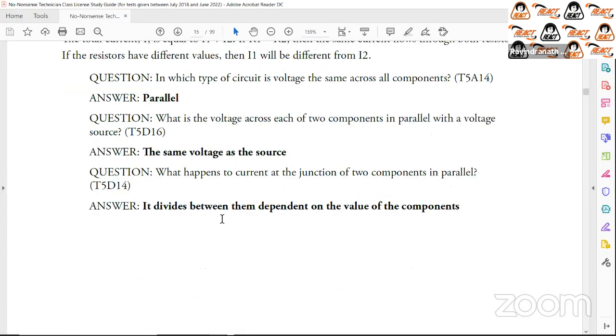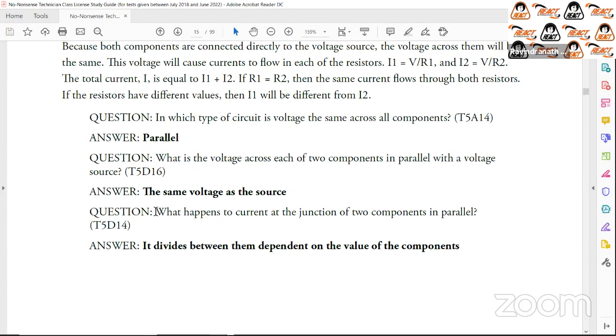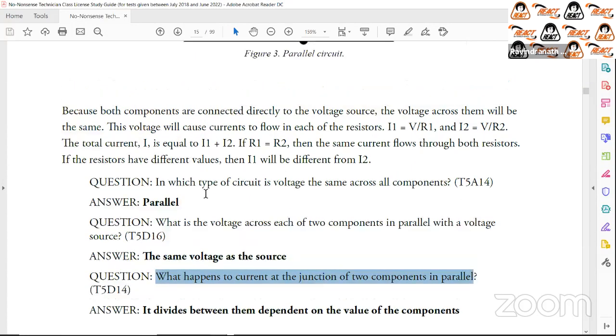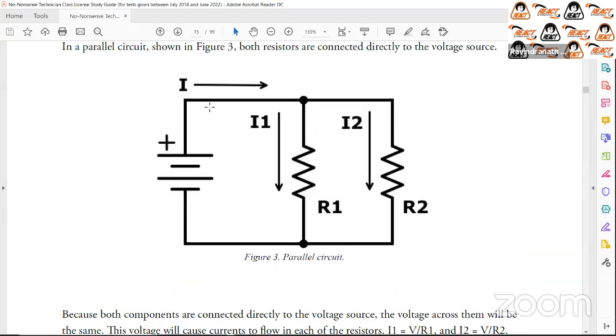All right, let's deal with the last question in this section. What happens to current at the junction of two components in parallel? Again, another technical way of asking what we just discussed. Remember we said in a parallel circuit, the current has two choices here. We have two roadways. You could choose this road and come down here, or you could choose to continue the longer route and come down here. So the current has two ways to go.